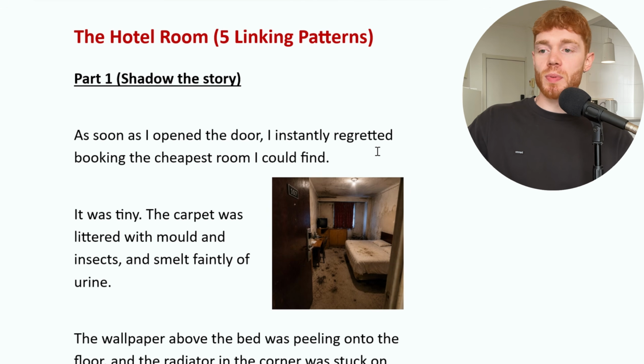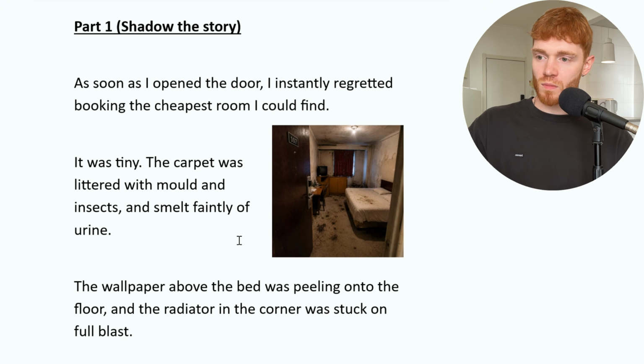As soon as I opened the door, I instantly regretted booking the cheapest room I could find. It was tiny. The carpet was littered with mold and insects and smelt faintly of urine.